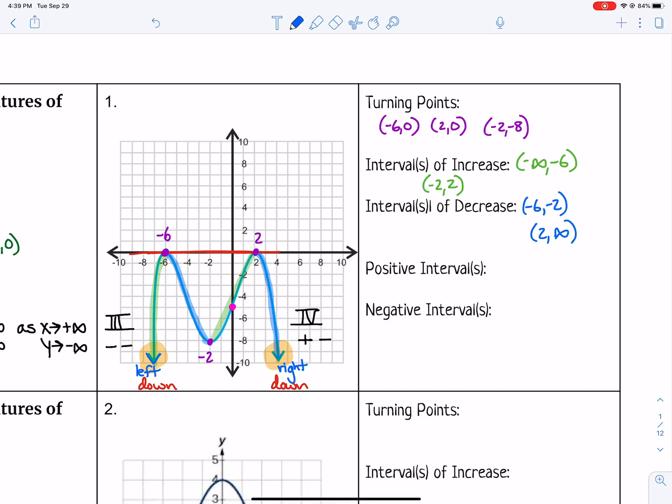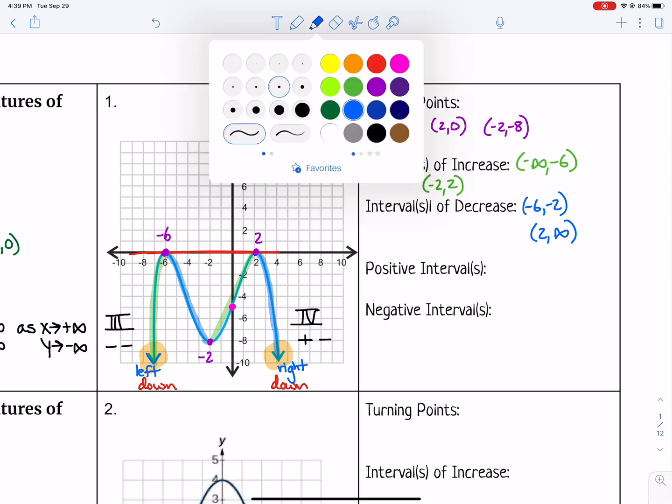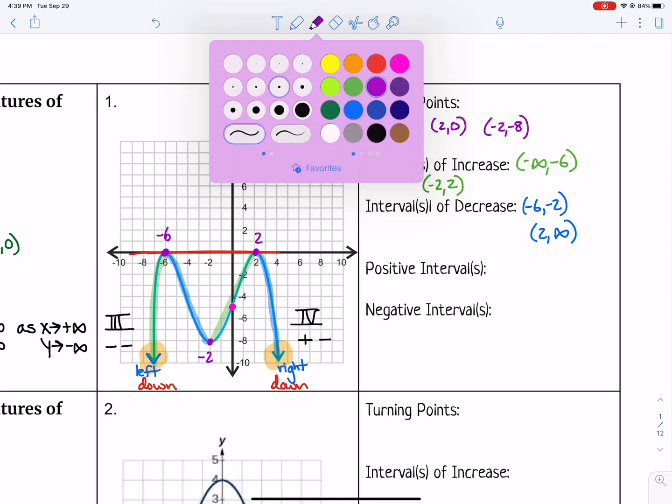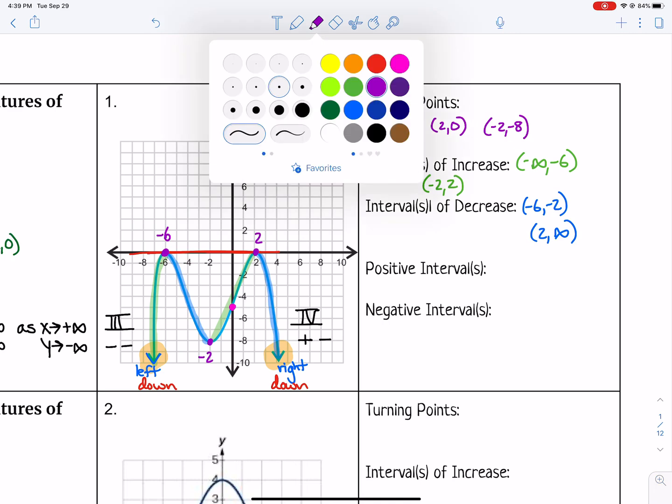So there's 2 intervals of increase that I highlighted in green, and there were 2 intervals of decrease that I highlighted in blue. And you always want to pick out the x values that break up your intervals, or that start and stop your interval that's increasing and decreasing. Now, positive and negative intervals, those look at the portions of your graph where y is positive or y is negative. So let me grab yellow.